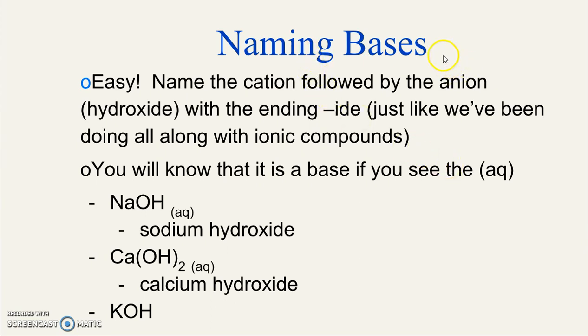It's really easy. You name the cation, followed by the anion, which is going to be hydroxide, with the ending IDE. So just like we've been doing all along with ionic compounds. So you're just going to look at what's on the chart. Sodium is the metal, and then it's bonded to hydroxide. And remember, it ends in IDE because when you look on the chart, hydroxide does already end in IDE.